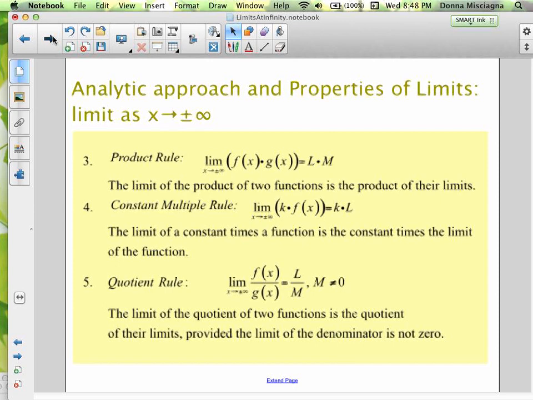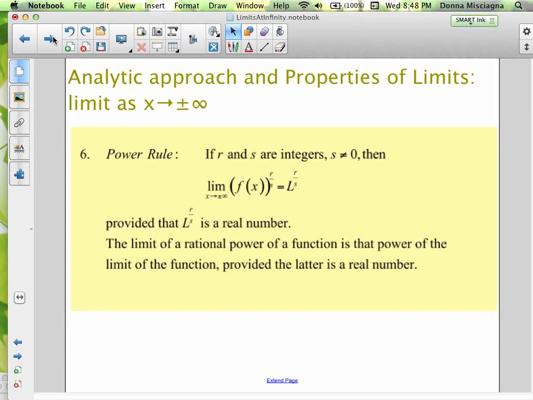And I have, I think, one more. So if r and s are integers and s does not equal 0, then the limit of a function raised to a power, as x approaches positive or negative infinity, is just that limit raised to the power, provided that the limit raised to the power is a real number. Right? So the limit of a rational power of a function is the power of the limit of the function, provided it's a real number.